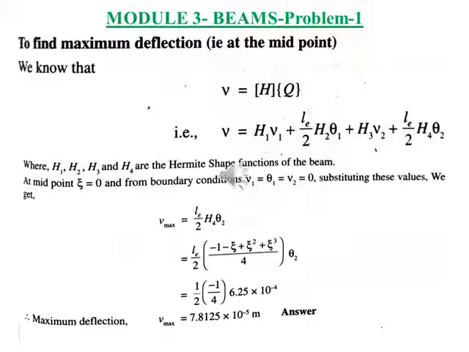We know that mu1 is 0, theta 1 is 0, mu2 is 0. Hence only the value of h4 Hermite shape function is required, which will be written as le, mu max or maximum deflection is equal to le by 2 into h4, which is nothing but minus 1 minus zeta minus zeta square plus zeta cube divided by 4, into theta 2. Substituting the values, we get maximum deflection as 7.8125 into 10 power minus 5 meters.